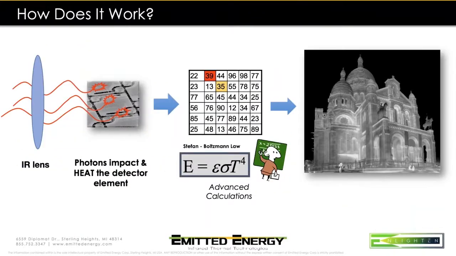That energy passes through the lens of the camera, and those photons impact the heat detector element in the camera. Through some advanced calculations in the thermal camera, we're able to get a bunch of independent temperature values, and we present that to you in what's called a thermal image. Each one of those pixels is designated to a certain temperature, and we assign a color to that, and that's how you're able to see that thermal image.